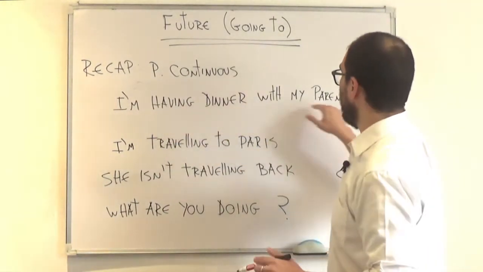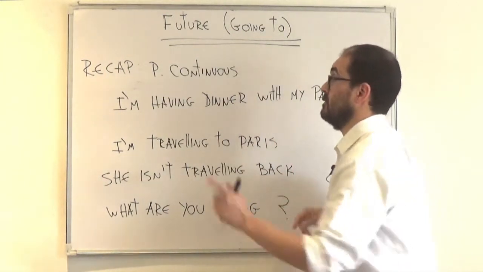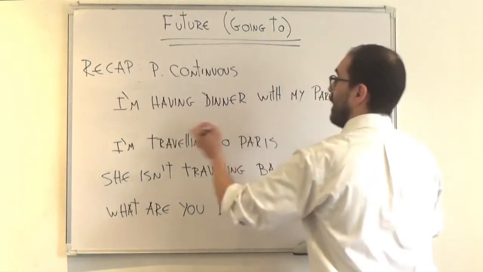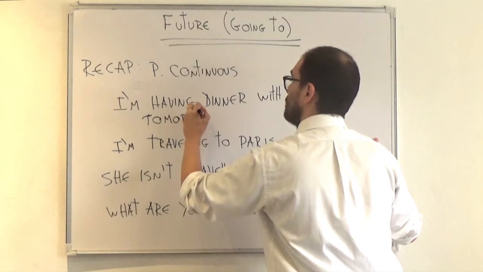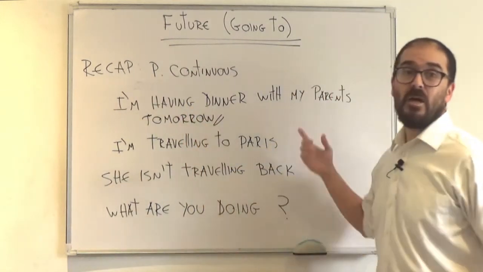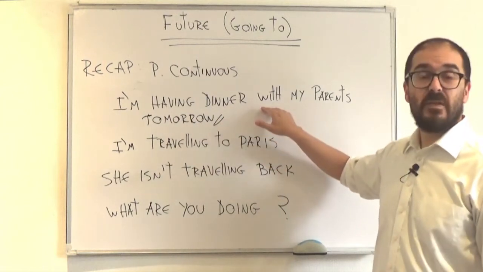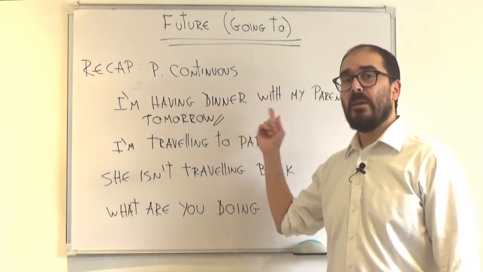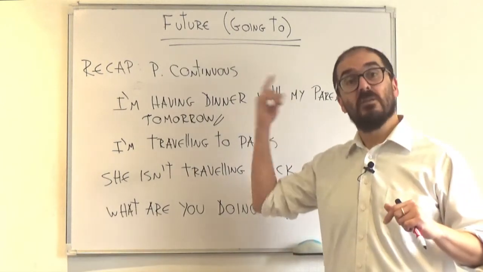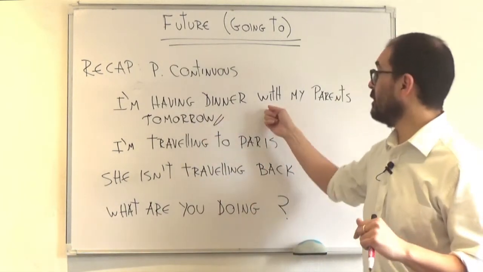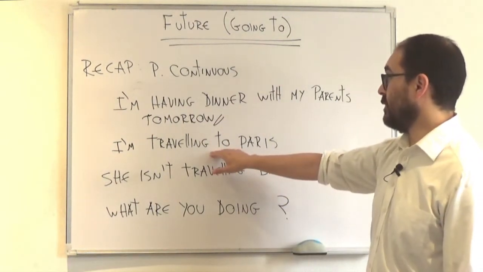Let's take a look at the first phrase. I'm having dinner with my parents. The implicit idea is that this is happening right now. Take a look at this. I'm having dinner with my parents tomorrow. Now, I'm using a moment in time to talk about this specific moment. I'm having dinner with my parents tomorrow. So, it's not now. It's the day after today. Future plans.